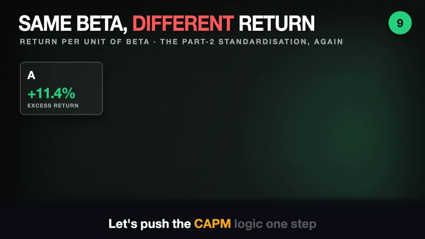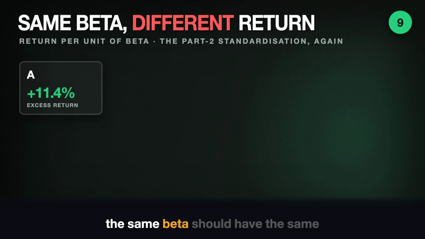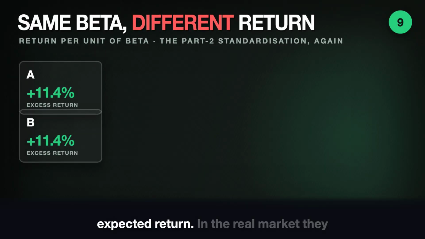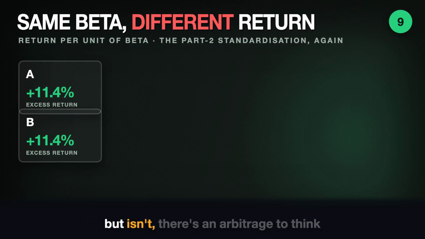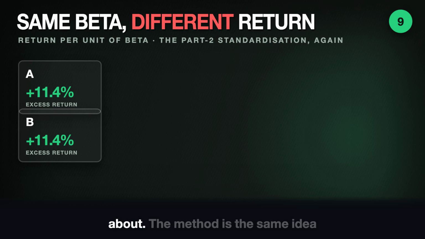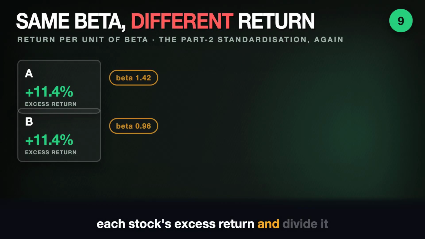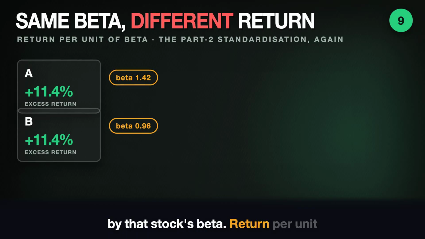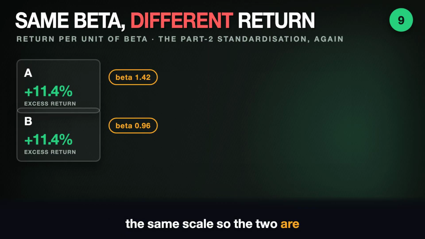Let's push the CAPM logic one step further. According to CAPM, 2 stocks with the same beta should have the same expected return. In the real market, they don't. And wherever something should be equal but isn't, there's an arbitrage to think about. The method is the same idea as the standardization from part 2. Take each stock's excess return and divide it by that stock's beta. Return per unit of beta. You're putting both betas on the same scale so the 2 are comparable.